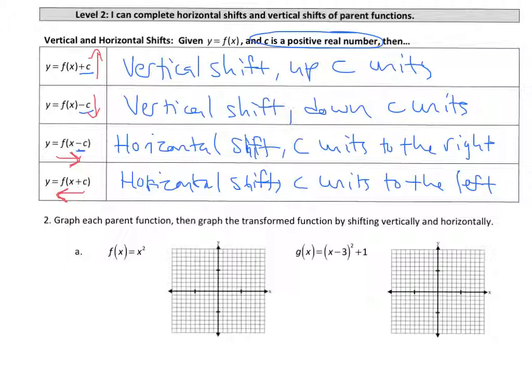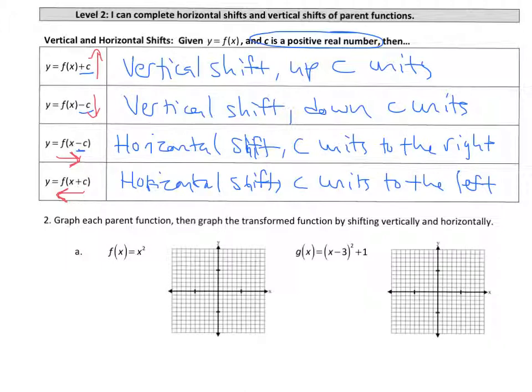So the things, when we have a number added or subtracted on the outside, it's a vertical shift up or down, and it's exactly what you would expect. If we add a number, we go up. If we subtract a number, we go down. But when we add or subtract a number on the inside by x, it affects it horizontally, and it's counterintuitive. So the minus actually goes in the positive direction, the plus goes in the negative direction.